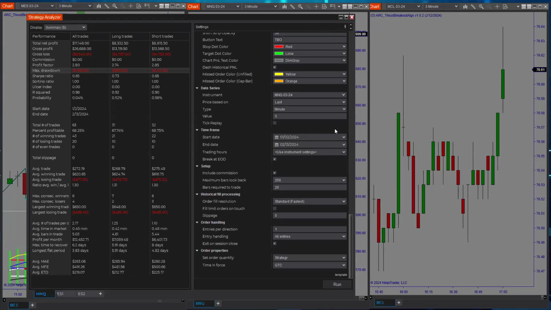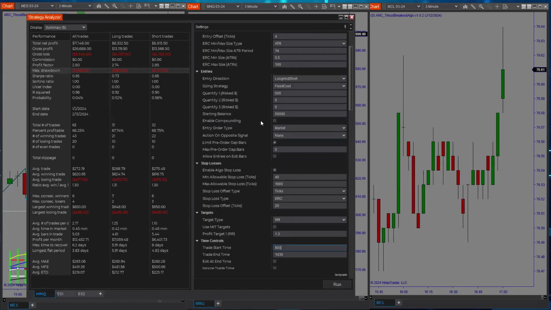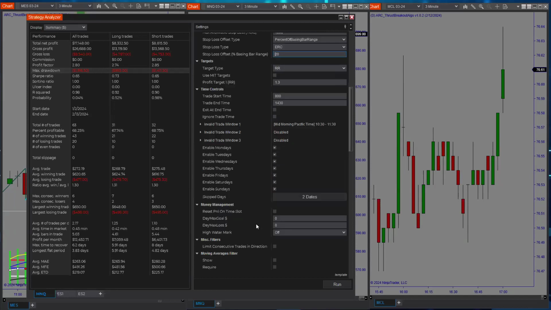So this was MNQ, so that makes sense why the minimum stop was 40. I thought I was looking at the ES chart for some reason. So that makes perfect sense. And then stop loss offset, you can go percent of base range. It looks like this one was probably set to 20. And yeah, good stuff.